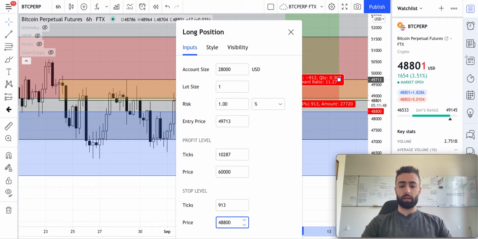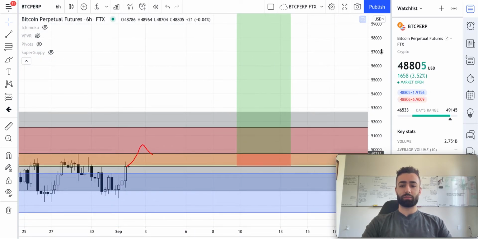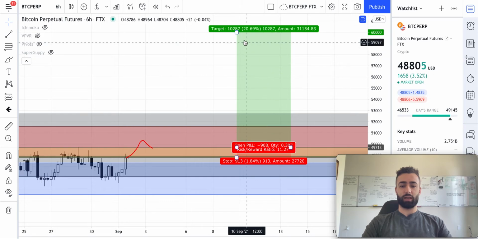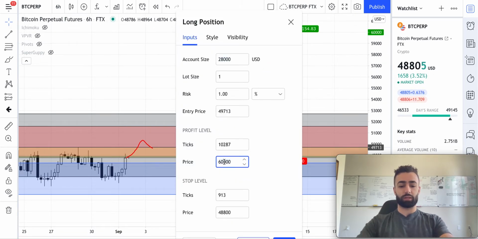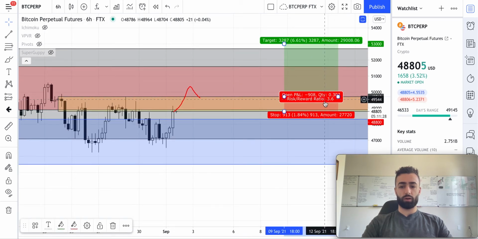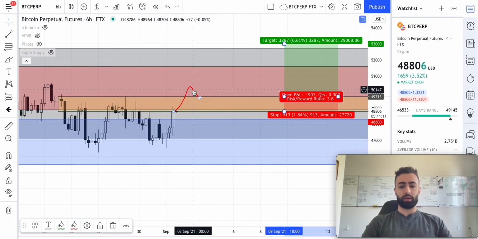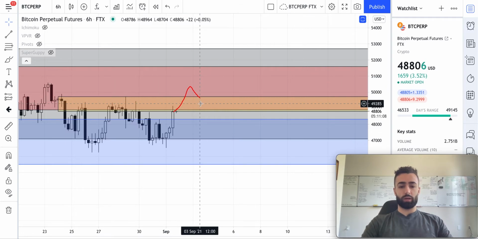So we'll set that, we'll click enter, click OK, and then now we have our... this is absurd. So clearly 60,000 is pretty high. So let's do something like 53,000. So if we go to 53,000, this would be a risk reward of 3.6. So that means that if the trade goes our way, we make 3.6 times more money than we would lose if we drew down and got stopped out at $48,800. So that's one of the ways you can play this level.